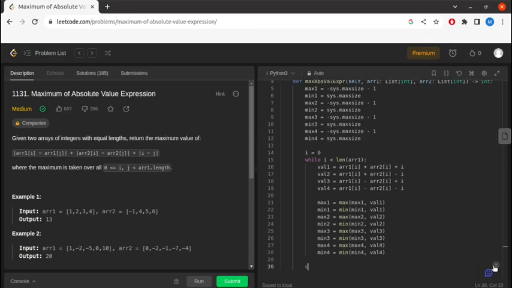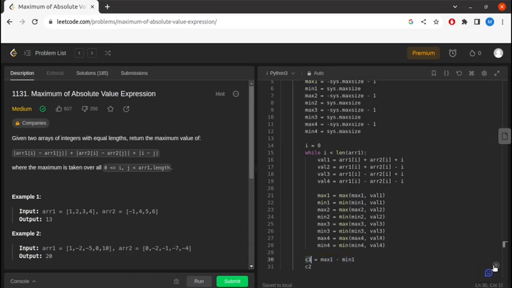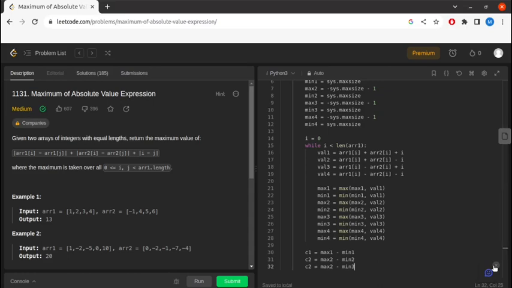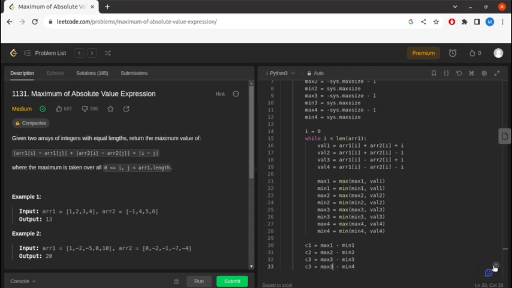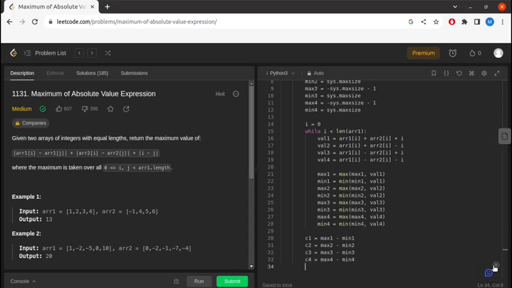And let us now find the c1. Like for case 1, what is the maximum value we obtained? So for case 1, the maximum value is basically max1 minus min1, right? Similarly for case 2, it is equal to, let me just copy paste it, max2 minus min2, all right? And for case 3, this is basically max3 minus min3. And for case 4, this is what is case 4, right?